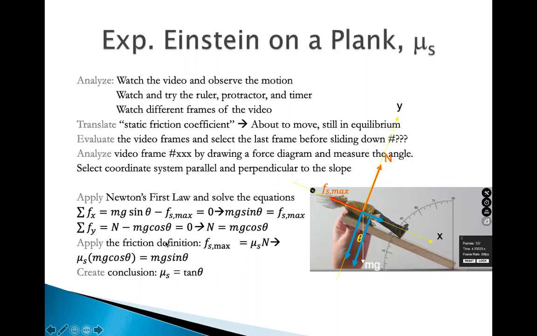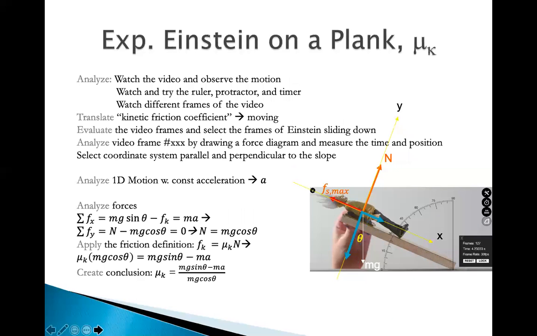Then apply the definition of maximum static friction. That's what this frame is, the exact point before he starts to move. Then we combine the equations. The static friction coefficient equals the tangent of the angle of the plank. If we are able to measure the angle, then we can calculate the friction coefficient.